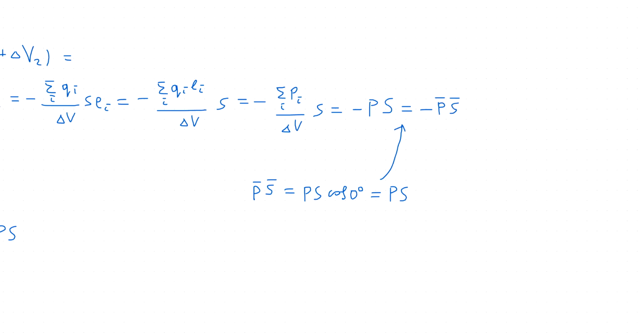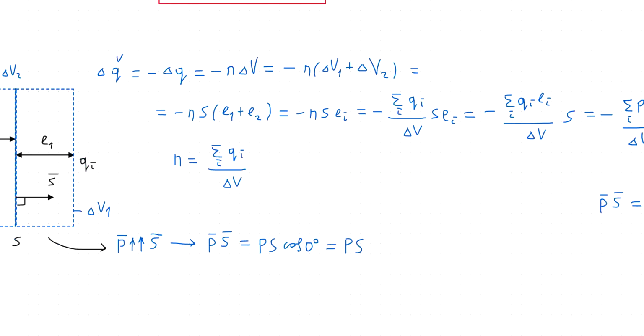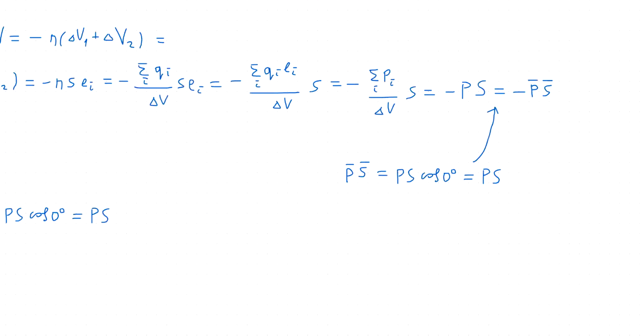Okay, do you have any questions? So we have got the change of bound charges in the left part of the dielectric, left in relation to the surface S. So the change of bound charges is equal to minus PS.